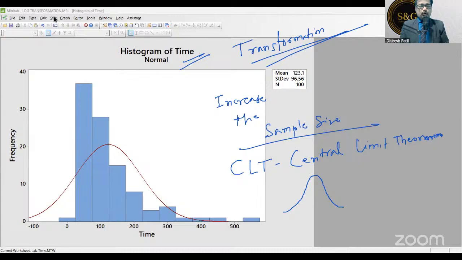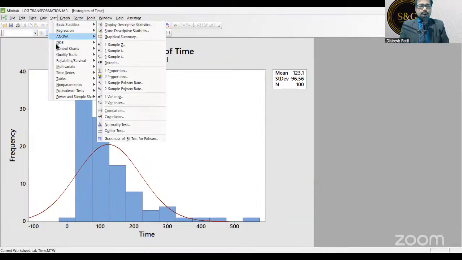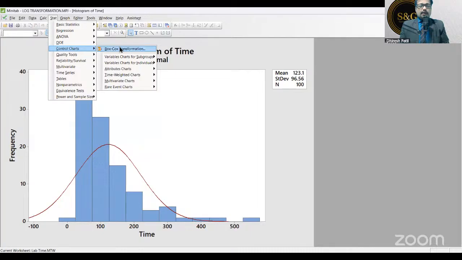How do we go for transformation? Let's look at this. First we go to Stat, Control Chart, Box-Cox Transform. The first strategy we are going to learn today is called Box-Cox transformation. How do we do it? Stat, Control Chart, Box-Cox Transformation. Just follow this process.